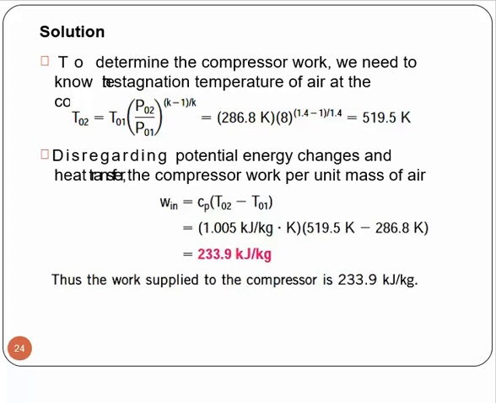Last, to determine the compressor work, we need to know the stagnation temperature of air at the compressor exit. That will be T02 is equal to T01 into P02 by P01 raised to the power K minus 1 by K, and that gives the value of 519.5 Kelvin. Disregarding the potential energy changes and the heat transfer, the compressor work per unit mass of air, that is the work input, will be equal to Cp into T02 minus T01, and that will give the value of 233.9 kilojoule per kg. Thus, the work supplied to the compressor is 233.9 kilojoule per kg.